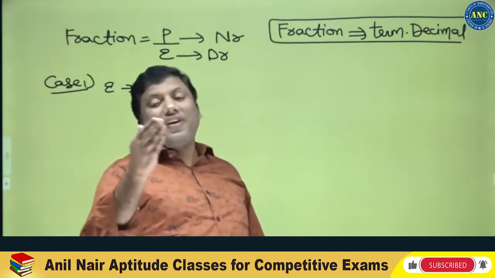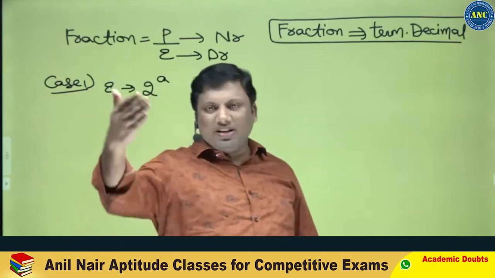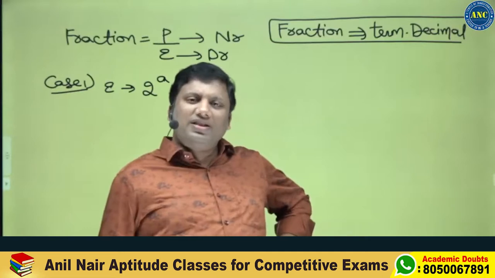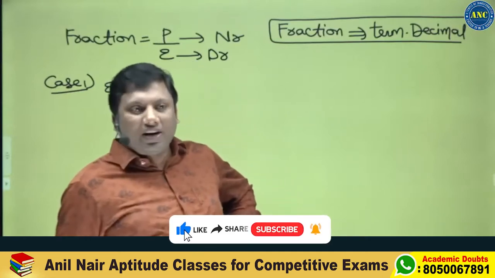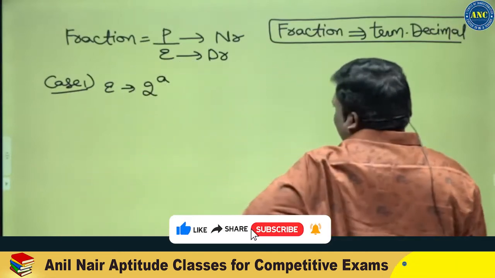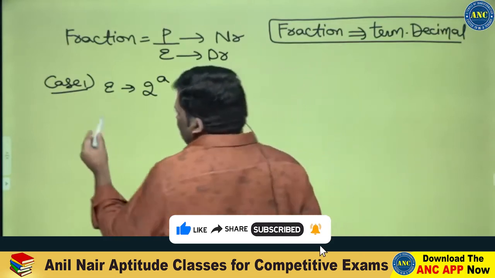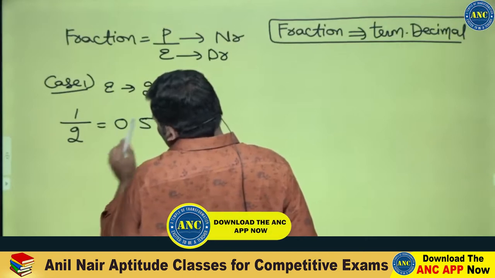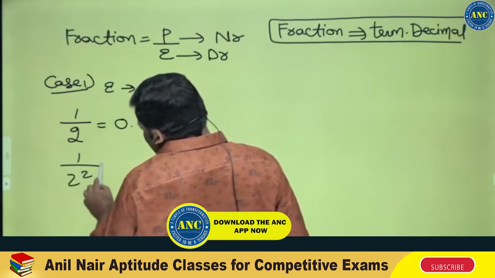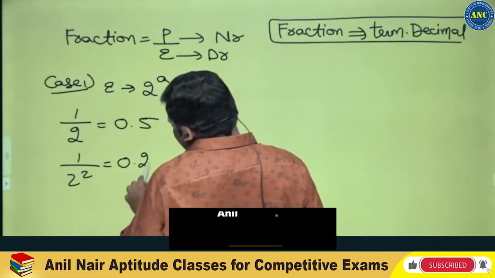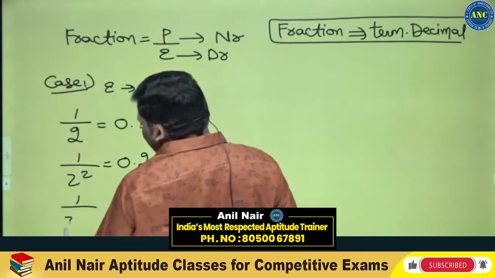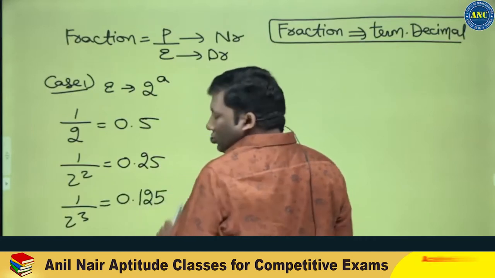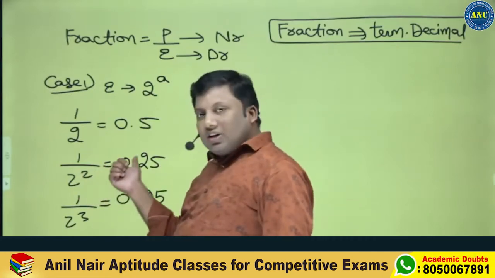Sir, why did 2 power A and 5 power B come into the picture? When you convert a fraction into a percentage, percentage means after the dot keep 2 digits. What will you multiply with 100? What are the prime bases for 100? 2 and 5. So 1 by 2 is 0.5. 1 by 2 square is 0.25. 1 by 2 power 3, 1 by 8, is 0.125.